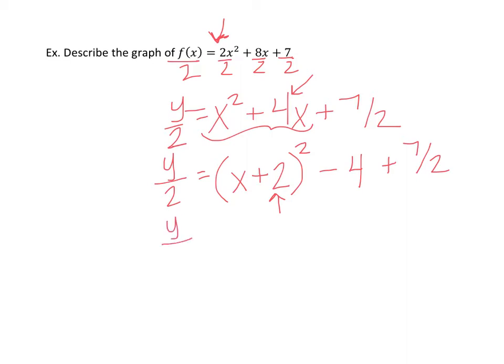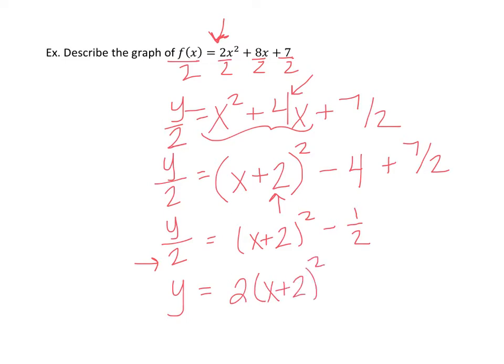So one more line, y over 2 equals x plus 2 quantity squared minus 4 plus 7/2, which is going to leave me with negative 1/2. Now I'm going to multiply the other side by 2 to put that back into the game. y equals 2 times x plus 2 quantity squared minus 1. Now you have it in standard form.